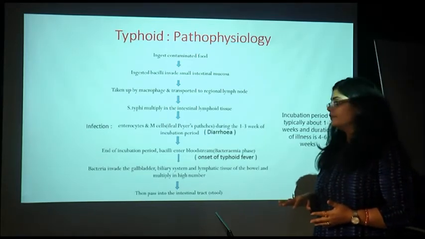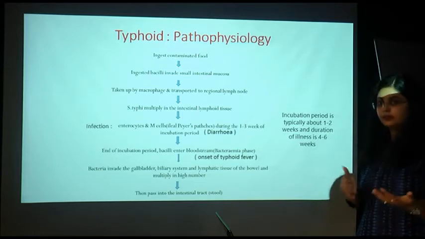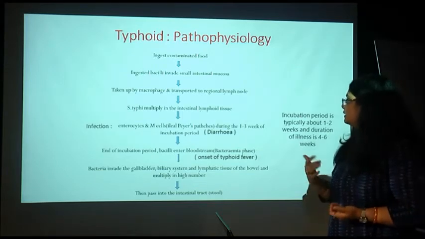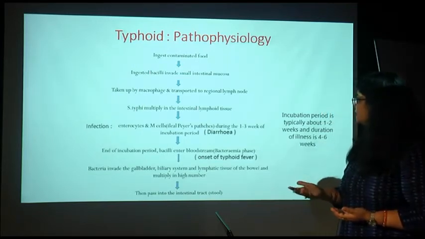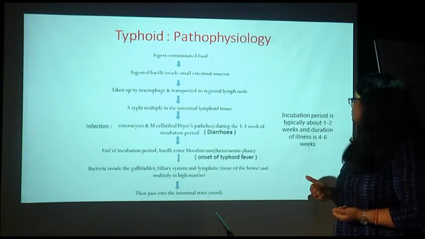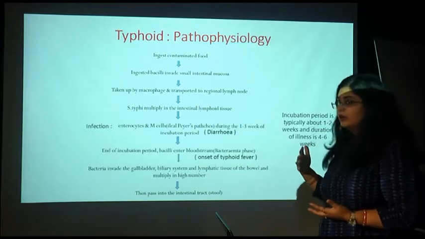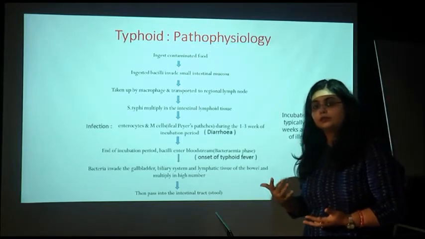So Salmonella typhi basically multiplies in the intestinal lymphoid tissue, and there it comes in contact with the enterocytes and M cells in the Peyer's patches. So this is the time when the patient exhibits symptoms of diarrhea.